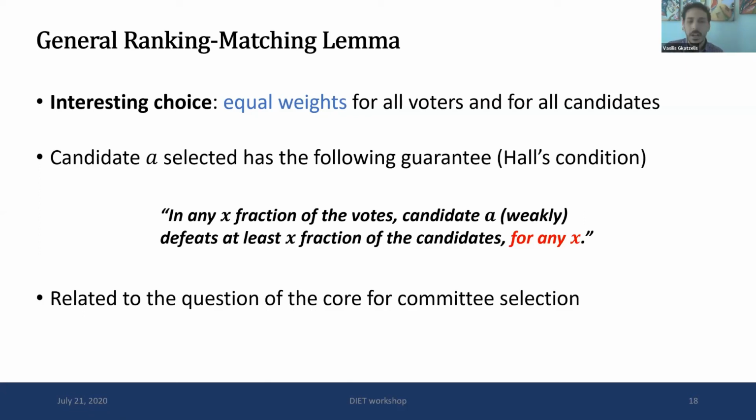And Nisarg pointed out that this resembles an interesting open problem regarding the existence of solutions, the core, for committee selection. But in general, we haven't really figured out the extent to which playing with Q and P, the two vectors, can give anything new or interesting in voting rules.